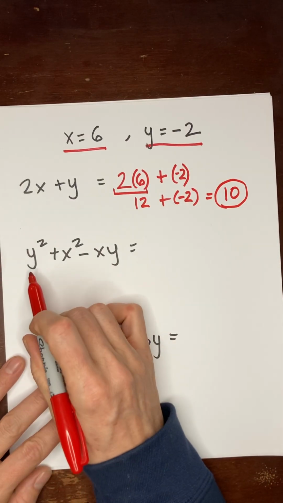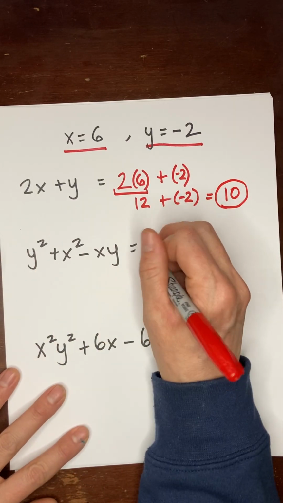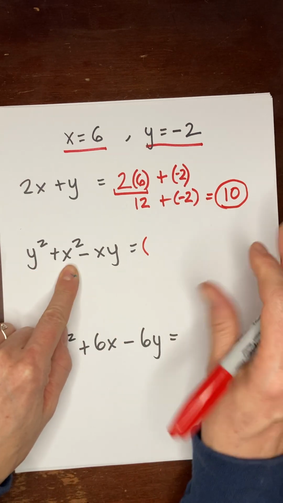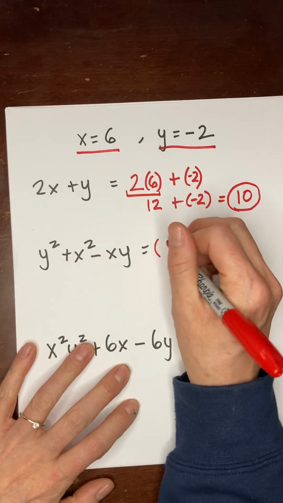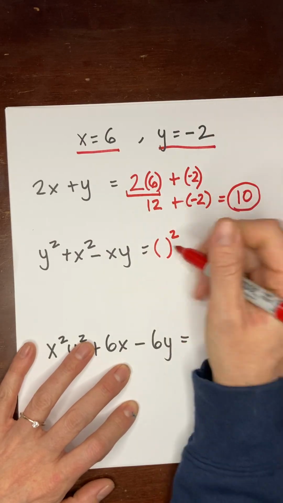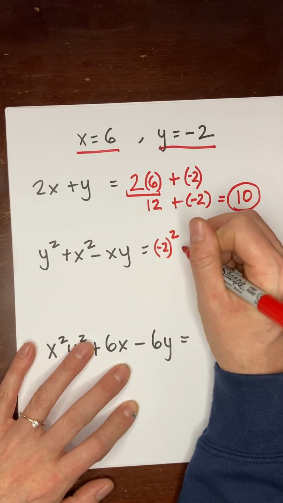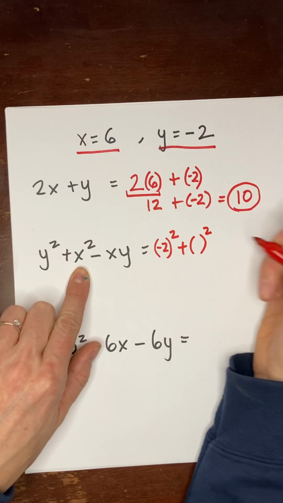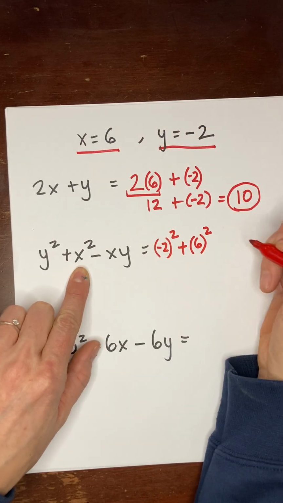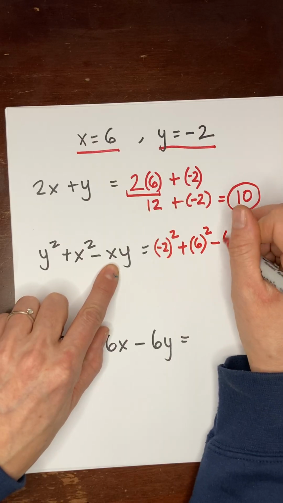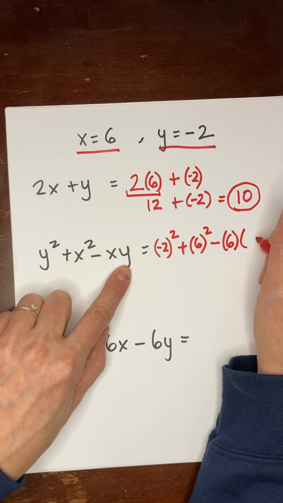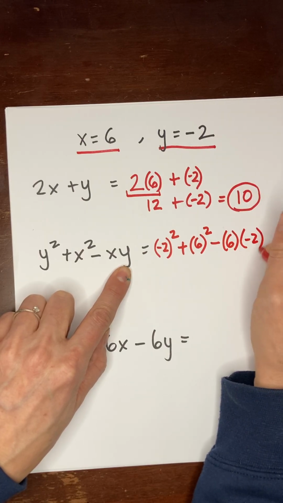Okay, let's look here. We've got y squared. I'm going to copy this down. Everywhere I see a y and an x, I'm going to replace it with parentheses. So my y squared, y is minus 2, plus x squared. So I'm going to put parentheses, squared, x is 6, minus, there's an x, so put parenthesis, x is 6, y, put a parenthesis, it's minus 2.